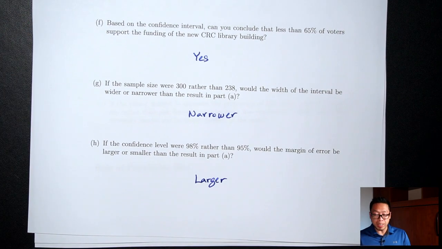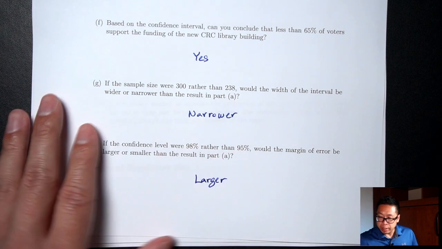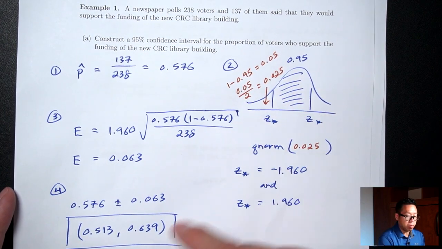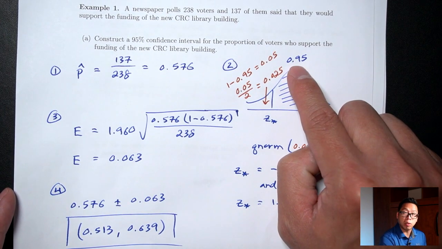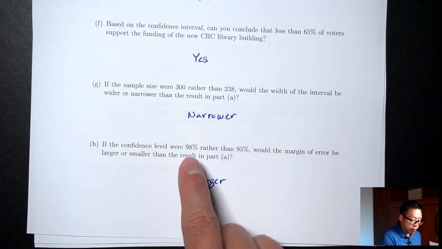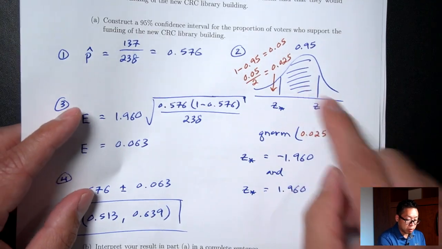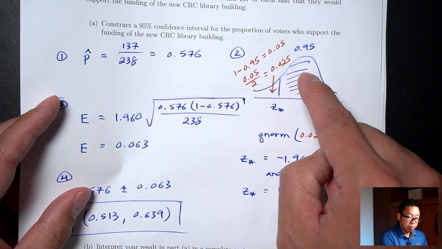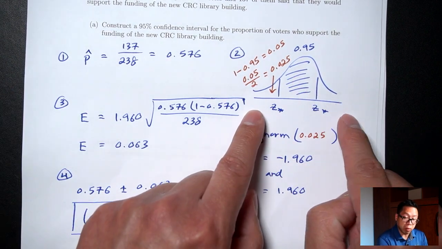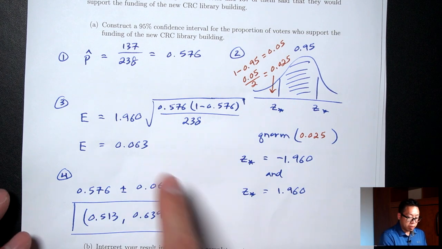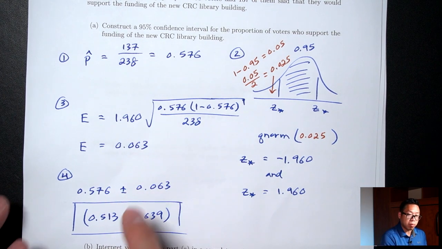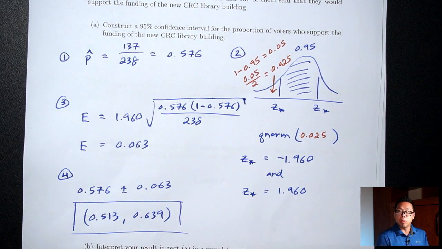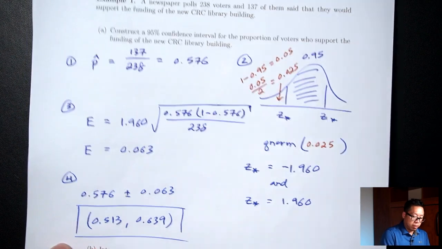But remember, what's the reasoning behind that? The confidence level has to do with the area in the middle. In the original, we were using an area of 0.95. If the new confidence level were 98%, then this new area would be 0.98. So a bigger area. A bigger area would mean the Z star will be bigger. Z star is multiplying, so if you multiply by a bigger number, overall, you'll get a bigger number for the margin of error. So that's why it's larger.